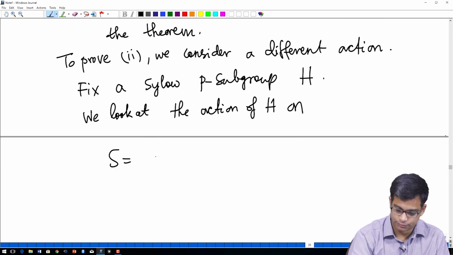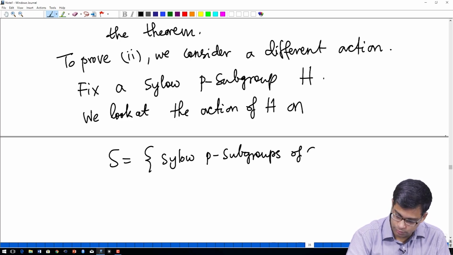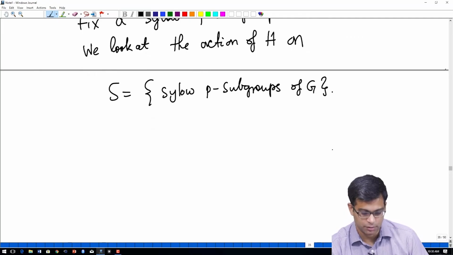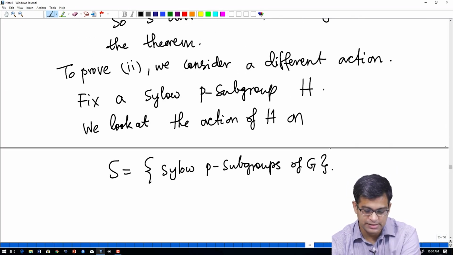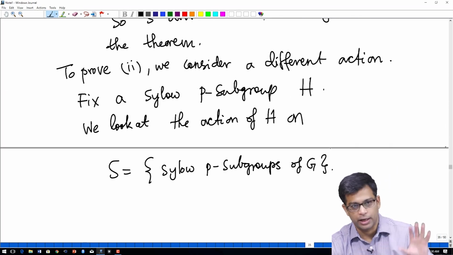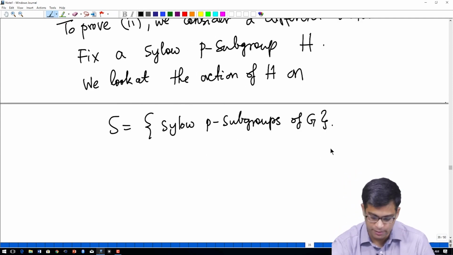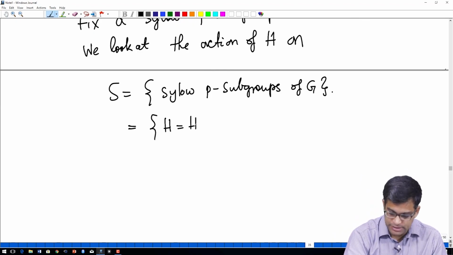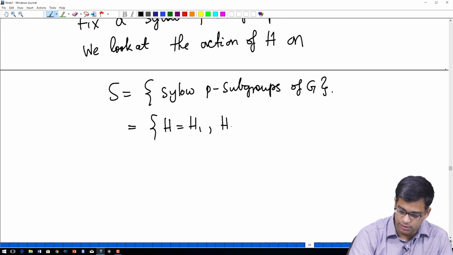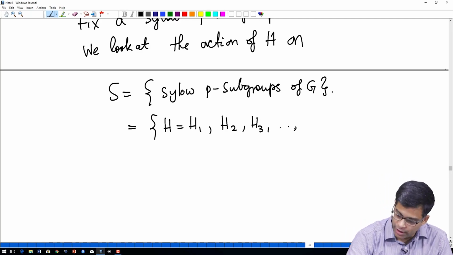So, S being all Sylow p subgroups of G, right. As in part 1 of this theorem, S was the same set, I am only changing the group which is acting. I do not consider the action of all of G, I only consider the action of the group H. So, the set of Sylow p subgroups remains the same. See, H is an element of this, right. So, I am just going to take H as H1, H2, H3, and remember there are s of them.